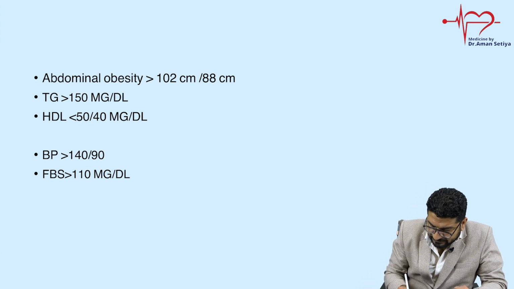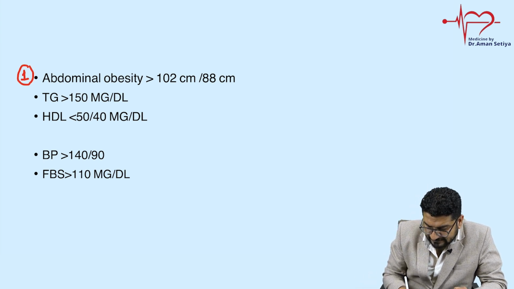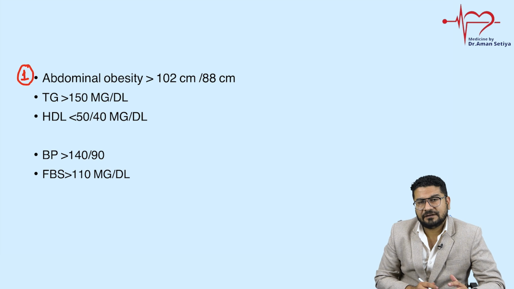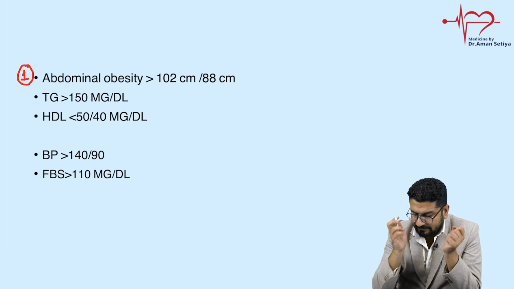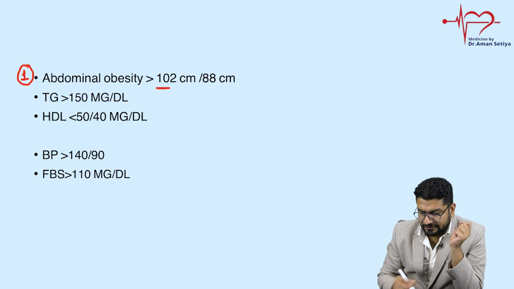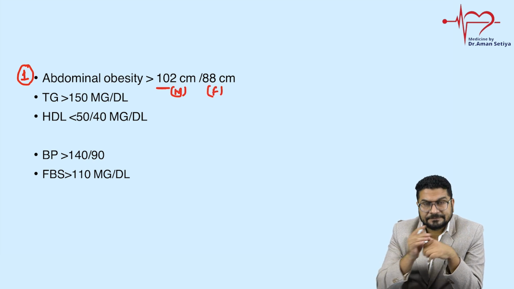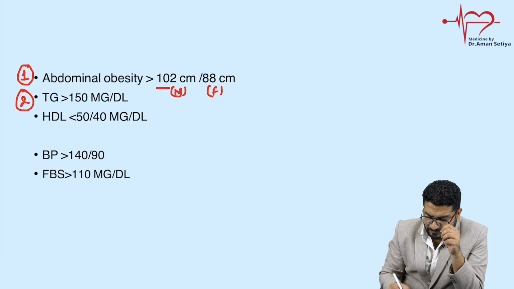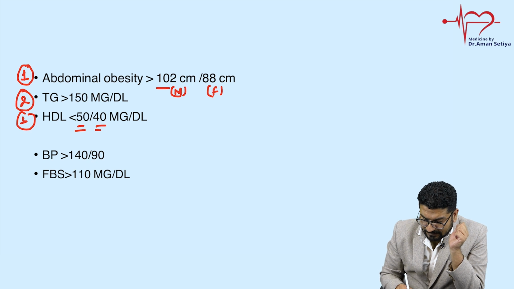Then we have a patient who is having abdominal obesity. How can we grade abdominal obesity? Abdominal obesity means you are measuring abdominal girth with an inch tape. The girth is more than 102 centimeters in case of male and 88 centimeters in case of female. Triglyceride levels are more than 150 in both sexes. HDL levels are less than 40 in males, less than 50 in females. Fourth is blood pressure, which is more than 140/90.